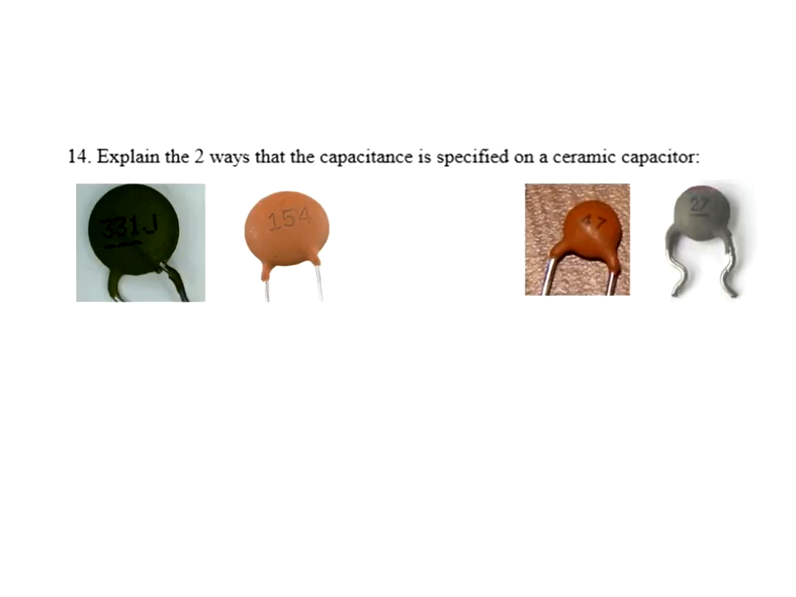Interesting aspect there. Now there's two ways that capacitors can be specified on very, very tiny ceramic discs. For example, you can have what we call the 3-number code, which you see here, and you ignore the letters and just look at the 3 numbers. The 3 numbers here would be 331.